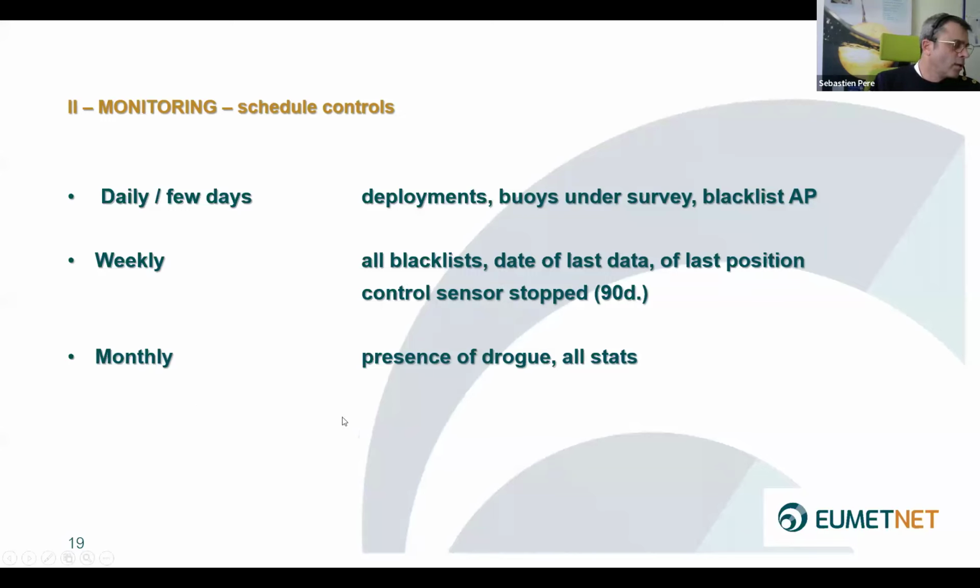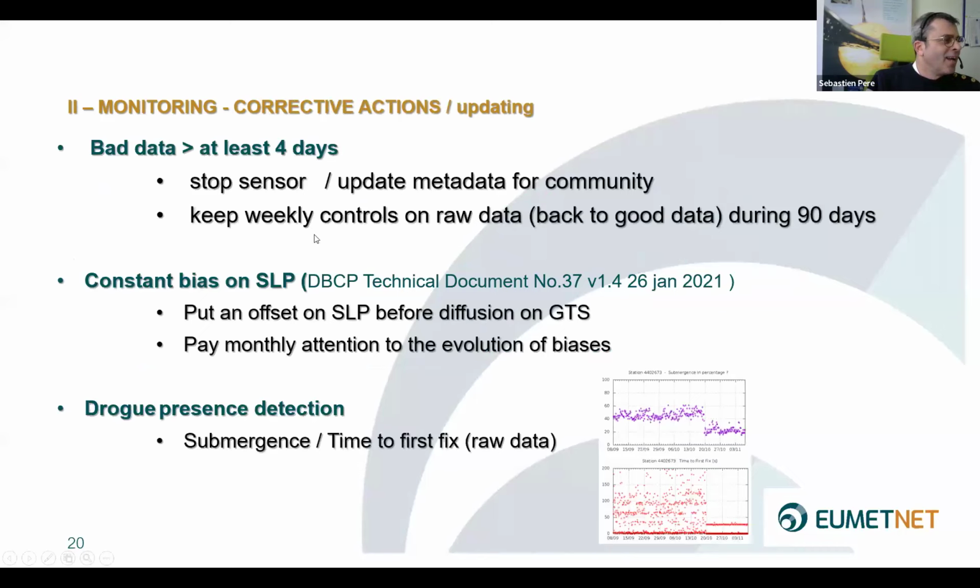And of course, check on all stats monthly. Also, a check of presence of drogue, not drugs, not the same thing. So now corrective action. I consider I have to turn off a sensor when it reports bad data at least 4 days because of intermittent issue. After 4 days, I can stop the sensor and update metadata for community via OceanOPS.